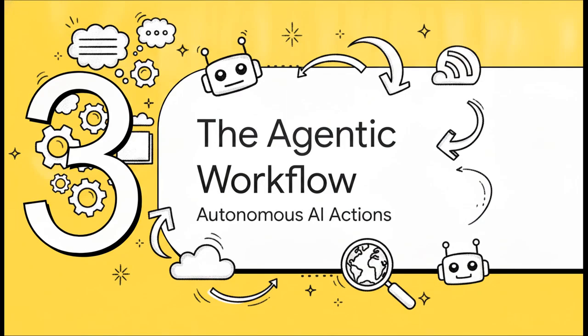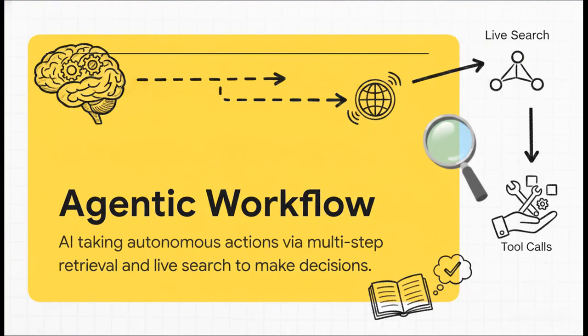Let's get into Section 3, the agentic workflow and autonomous AI actions. To bypass this knowledge cutoff completely, we have to make a fundamental shift from generative AI to agentic AI. Unlike a simple prompt and response generative system, an agentic workflow gives the AI absolute autonomy to take actions towards its goals. It can use multi-step retrieval, make specific tool calls, and actually run live searches to make decisions based on current reality, not just the static weights from its training.